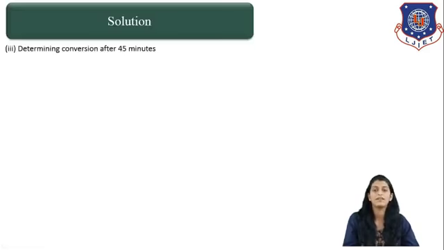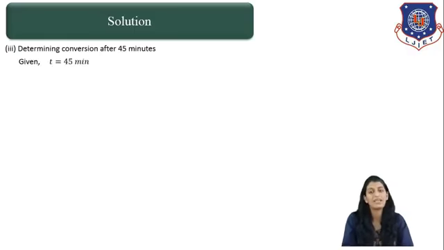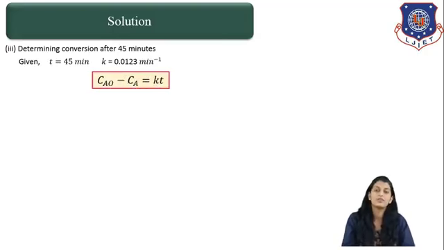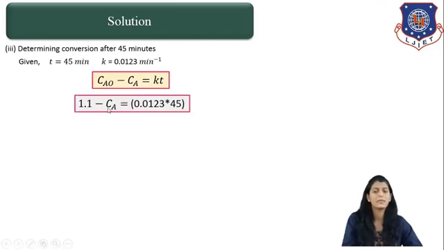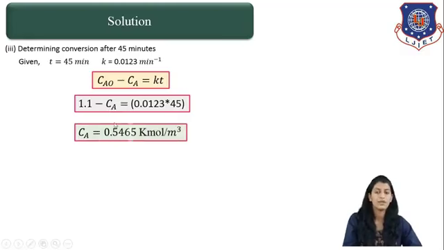Let's proceed to case number 3. In case number 3, we need to determine what will be conversion after completion of 45 minutes. So time is provided to us, which is 45 minutes. K is already determined, which is 0.0123 minute inverse. And now again we will use the same formula, but in the given formula we need to first calculate the value of Ca and then we will determine the value of Xa. So first determining the value of Ca in the same formula, we will get the value of Ca as 0.5465 kilomole per meter cube.